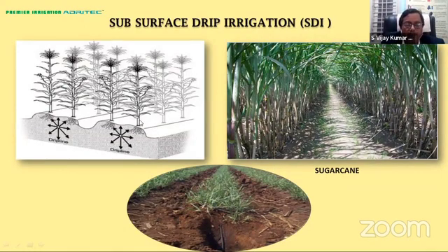When you have the drip line placed on the surface, it is called surface drip irrigation. When the drip line is buried below the soil, then it is called subsurface drip irrigation. As you can see in the photograph, the drip line is buried at a convenient or required depth.